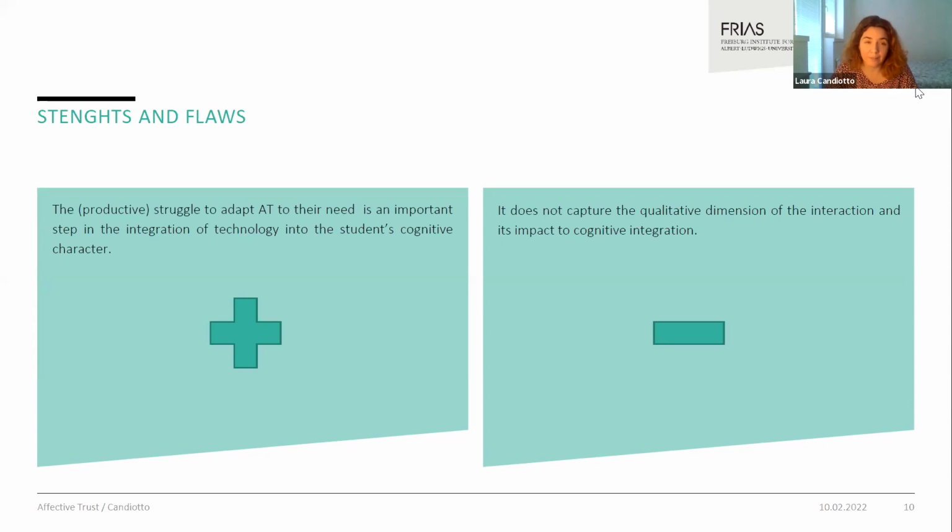But focusing on productive struggle, which I think is really a key move, for me is good, but the problem is that in this paper, they did not focus on the qualitative dimension of this productive struggle. So the qualitative dimension of the interaction and its impact on cognitive integration. They described this struggle in a merely functionalist way, without looking at the experience of the user and how much this experience matters for really accepting to endorse this instrument, this technological device, and in the end, trusting it. So here you see that I'm already starting to introduce my main thesis.